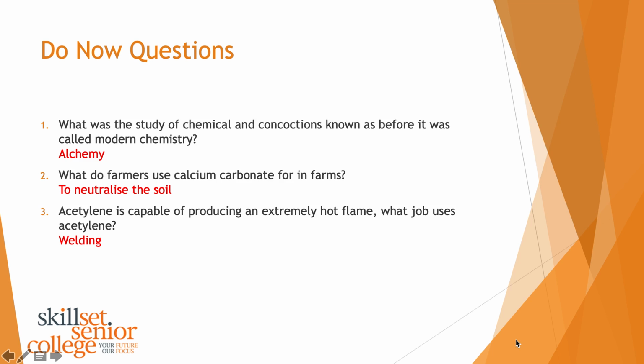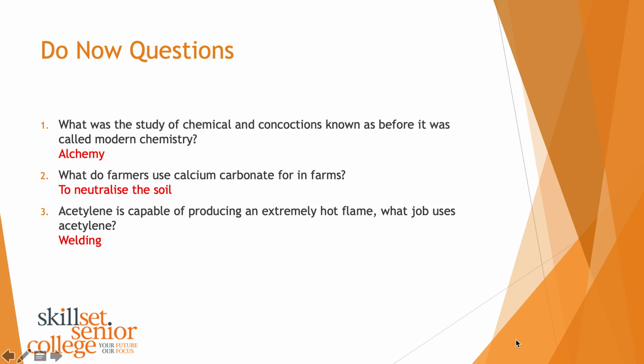So, question number 1, what was the study of chemicals and concoctions known as before we called it modern chemistry? And this was alchemy. So I spoke about alchemy being something that was quite mystical, that was used by people before the proper scientific revolution took place. And alchemy was similar to chemistry in that you were taking substances, mixing them together and seeing what you got. But it wasn't quite scientific.